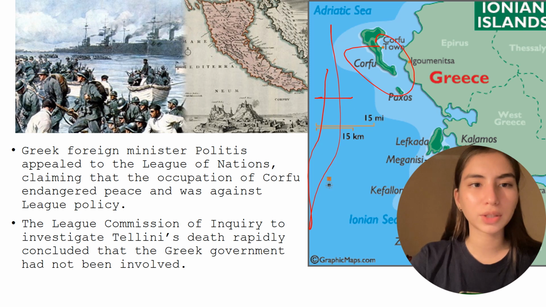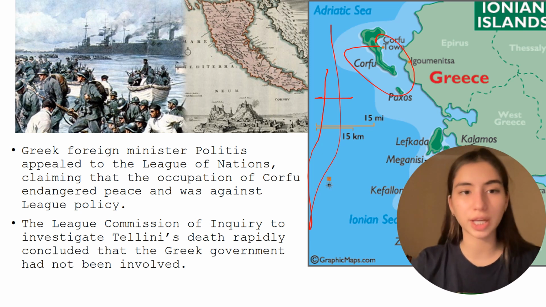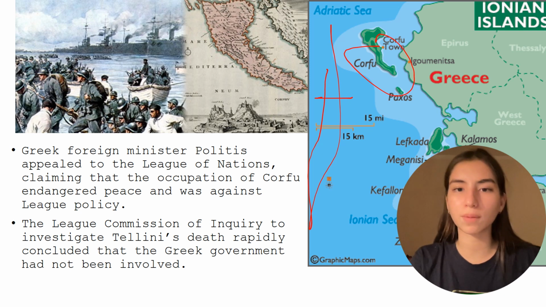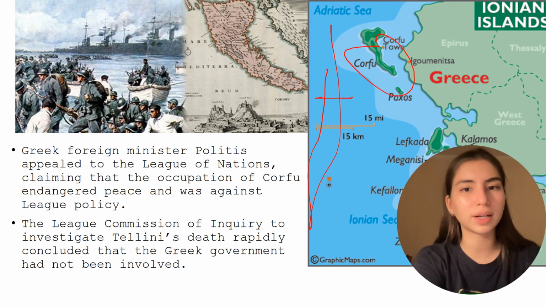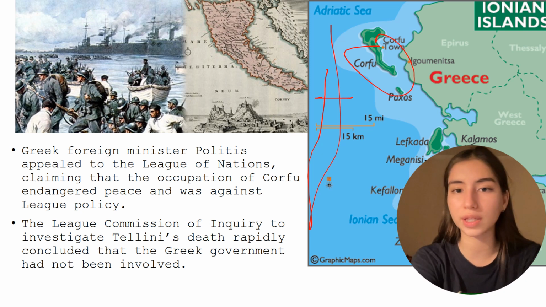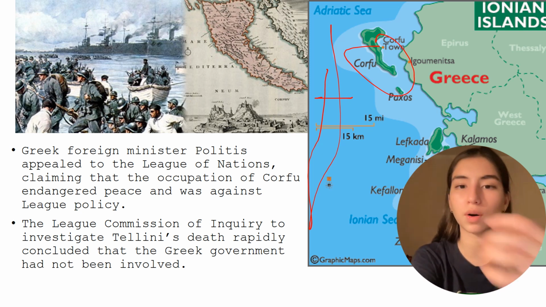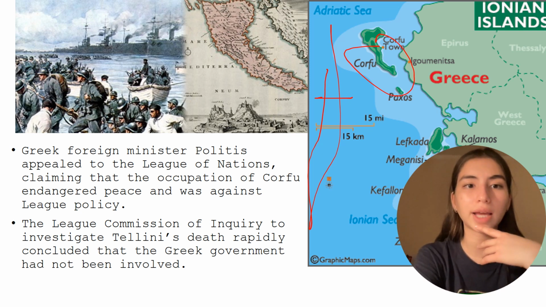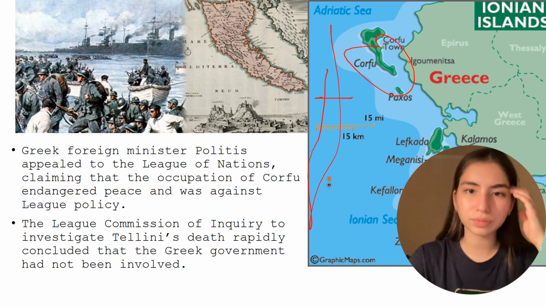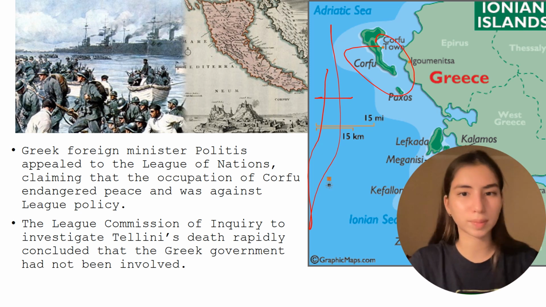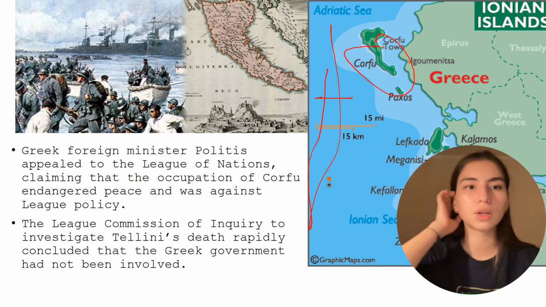The Greek foreign minister Politis appealed to the League of Nations, claiming that the occupation of Corfu endangered peace and was against League policy, which was true. Italy was a very important member on the Council of the League of Nations, a permanent member of the Council, and they had openly been aggressive and invaded Corfu, which can be seen as an act of war. It was a massive escalation in the situation.